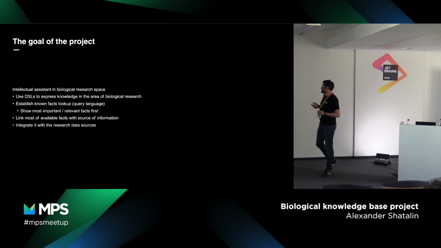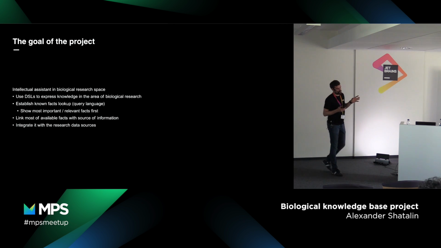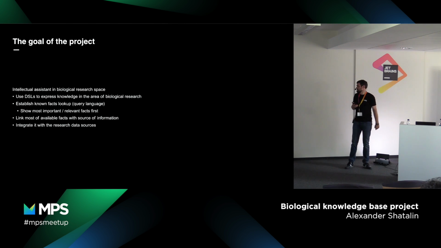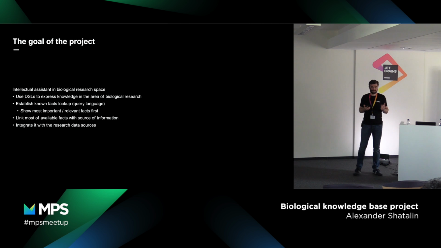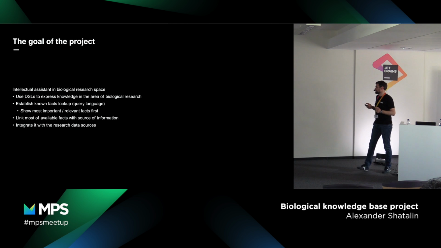Another requirement for the project is that for each fact in the knowledge base, we would like to have a trace from this fact to the original information source. For example, an article which was published somewhere and actually proves this fact or was used to derive this fact. And even more, we would like to integrate this knowledge base with the actual research process. So the person doing the research has to be able to plan and log the data of the research within the system, and log it with the facts which would later be derived from the research.